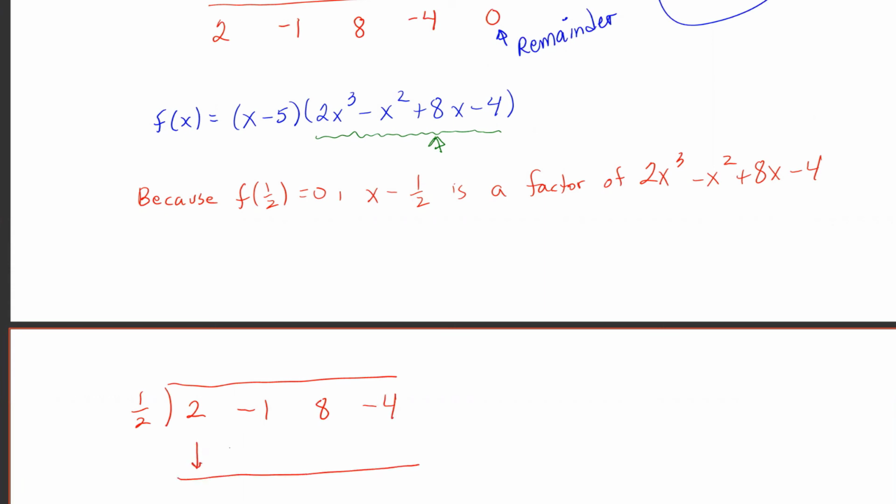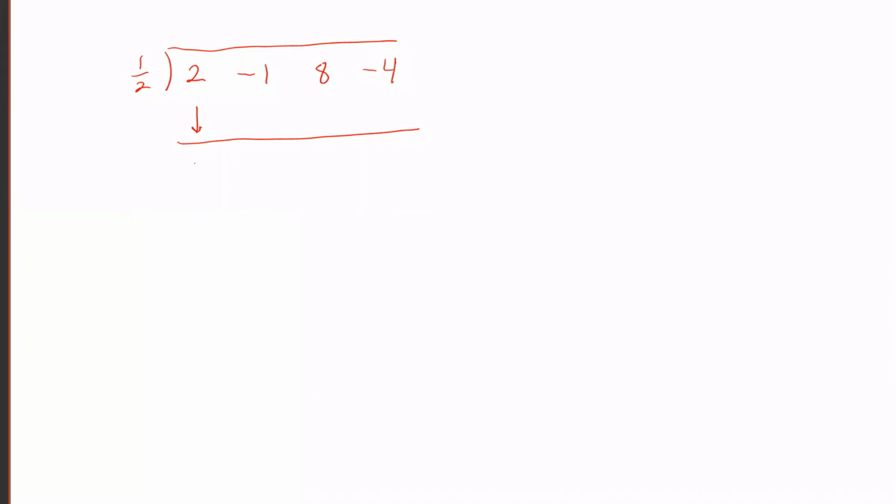So I bring down my 2, and now I do the multiplication. 1/2 times 2 gives me 1. Negative 1 plus 1 gives me 0. 1/2 times 0 is 0. 8 plus 0 is 8. 1/2 times 8 is 4. Negative 4 plus 4 is 0. And so there's my remainder as I would have expected.